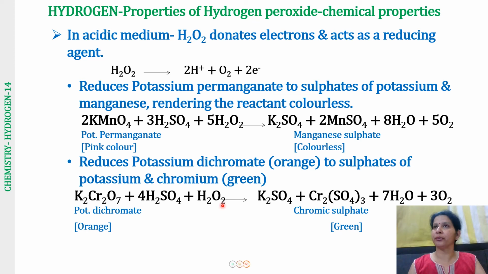Now the temperature is going to be ordinary room temperature, where we will see that potassium dichromate in the presence of an acidic medium is going to react with H2O2, and the color of the potassium dichromate, which is orange, is going to change to green, and this is green because of the formation of chromic sulfate. So K forming sulfate, chromium forming its sulfate, along with water and oxygen. In all the reactions, whether in the neutral medium, the acidic medium, or the basic medium, you will see that oxygen is going to be liberated.